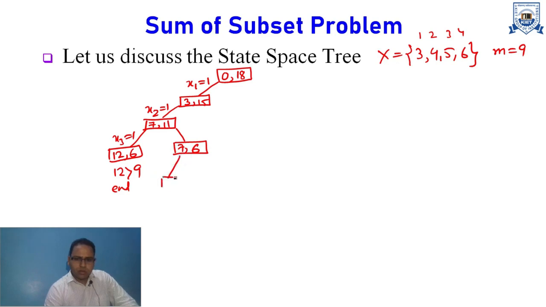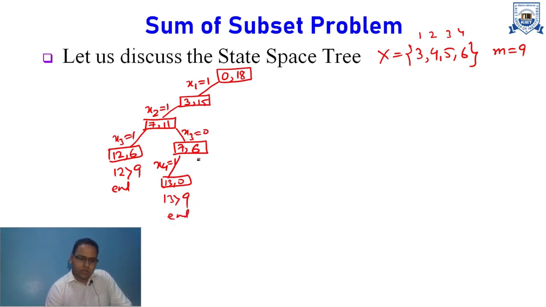Now try to add the next element. Here x3 equal to 0 means we are not including x3. Then x4 equal to 1 means let's try to include the fourth element weight, that is 6. It will become 13, and the sum will become 0. Now you can see 13 is greater than 9, so again it is an end, we just neglect it. It's a bounding condition, we can say.